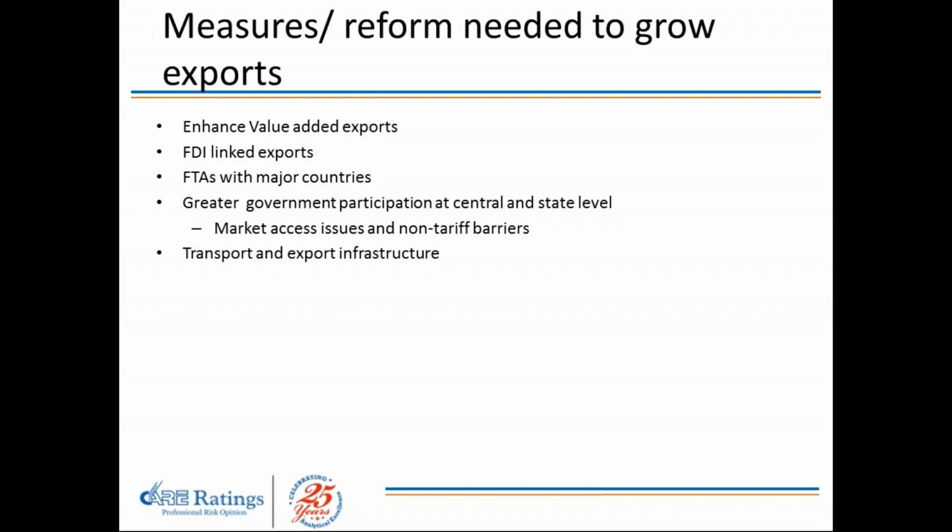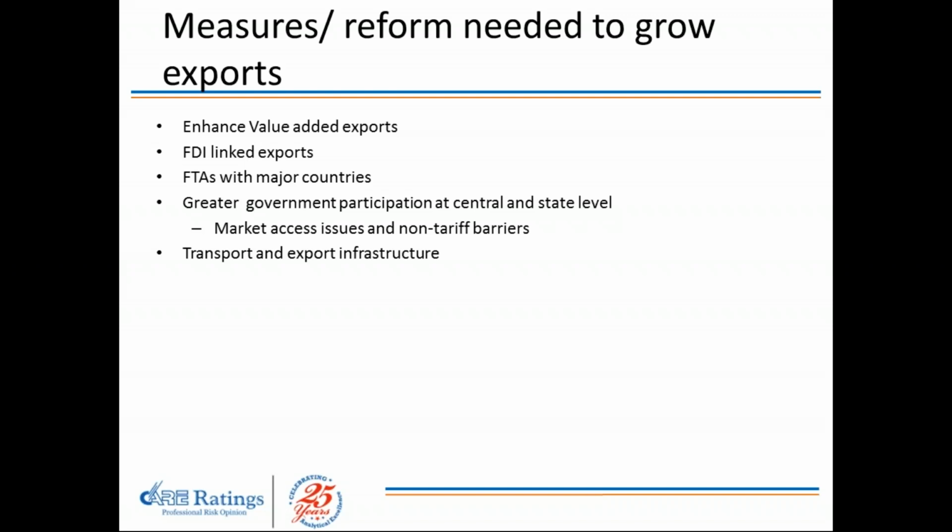Greater involvement by local and state governments while framing and implementing trade policies would also be beneficial. Indian missions have to be proactive in promoting India's exports. Market access issues and non-tariff barriers can be negotiated and tackled by them.